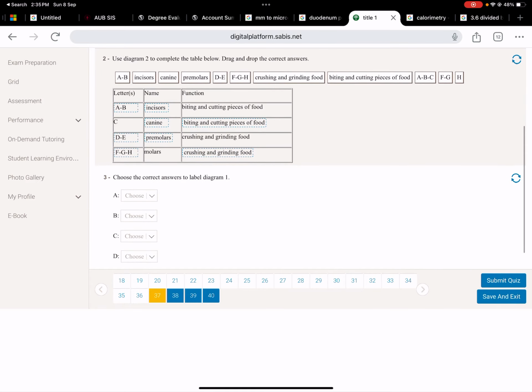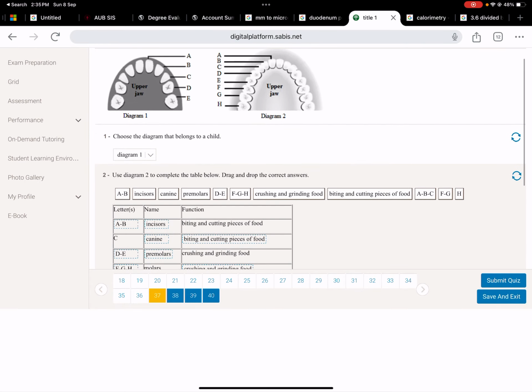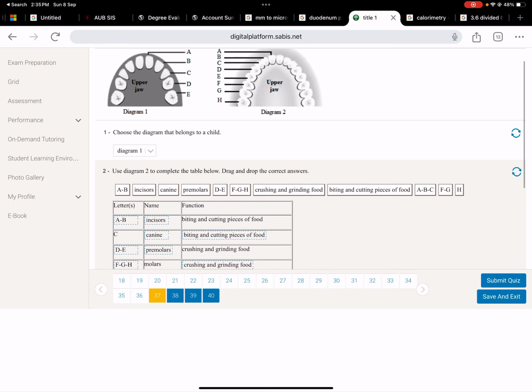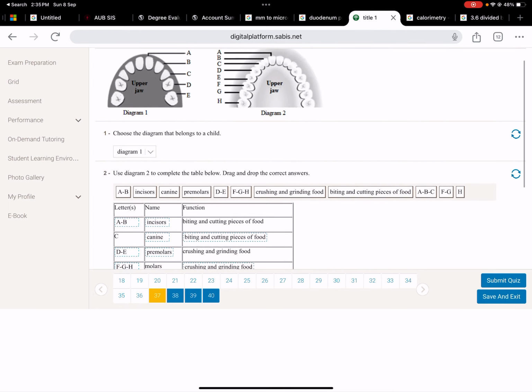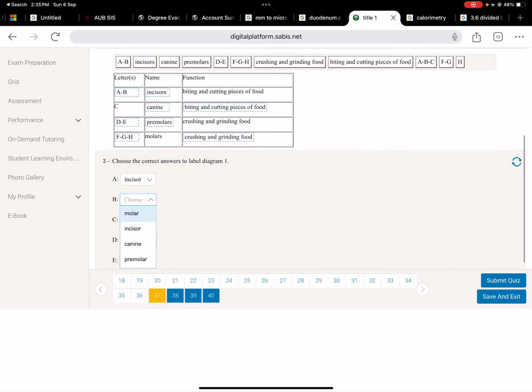And now they're telling us to choose the correct answers to label diagram 1. So remember, in milk teeth, we do not have premolars. Okay? So A is going to be an incisor, B is also going to be an incisor, C, canine, D and E are going to be molars since we still don't have premolars.